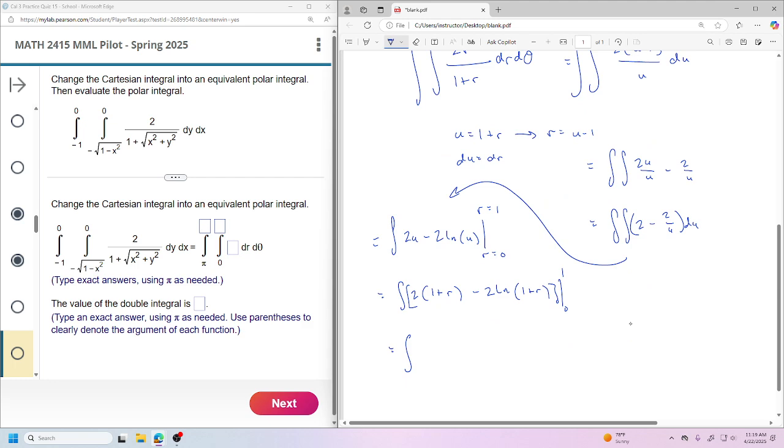So plug it in here. Plug it into 1, I got 4, I guess? Plug it in 1, I got, ooh. At 0, I would get a 2. And at 0, I would get a 0, technically, because ln of 1 is a 0. So 2 minus 2 ln of 2. d theta.